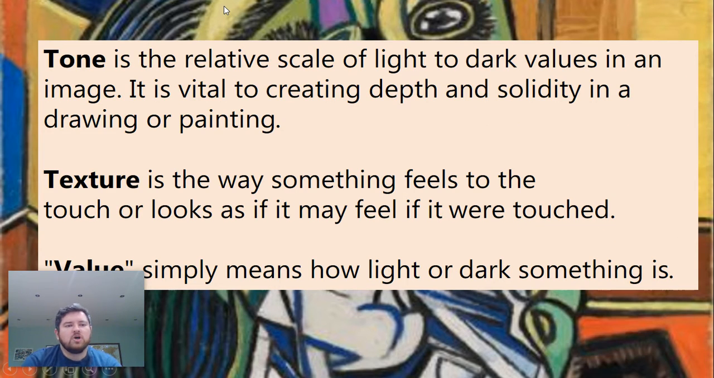So tone is the relative scale of light to dark values in an image. So what we mean by that is the difference between the light and the dark and how you move between them. It is vital to creating depth and solidity in a drawing or painting. So when we want to create that 3D impact, we need to include tone. Texture is the way something feels. So as we're drawing, we want to get that idea of how it might feel to hold in our hands. If you look at an orange or a tangerine, they're not perfectly smooth, so we'd want to include some of that in our drawing. Value simply means how light or dark something is.